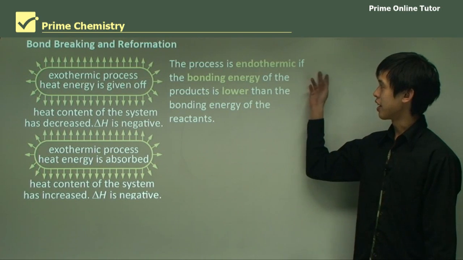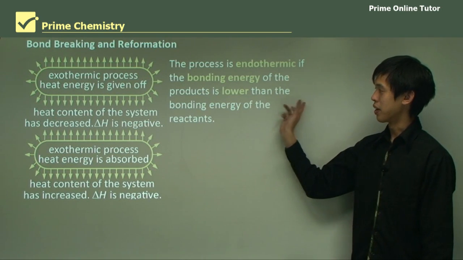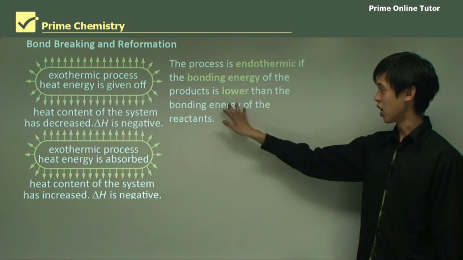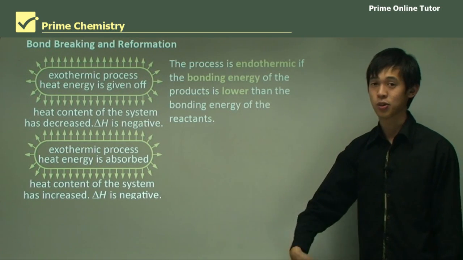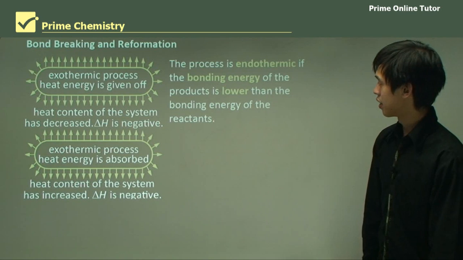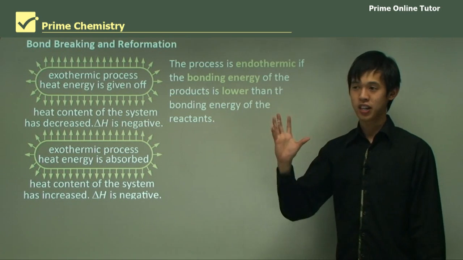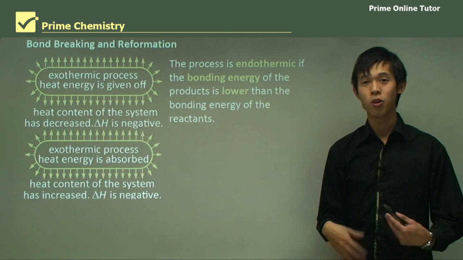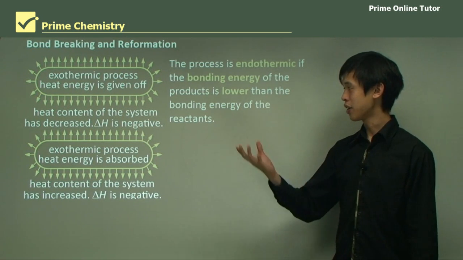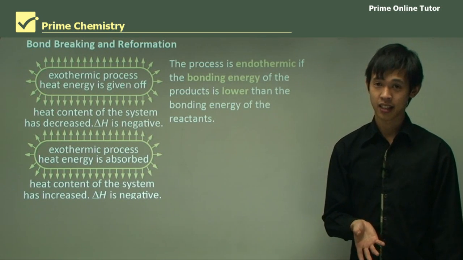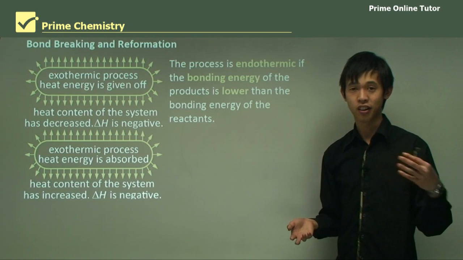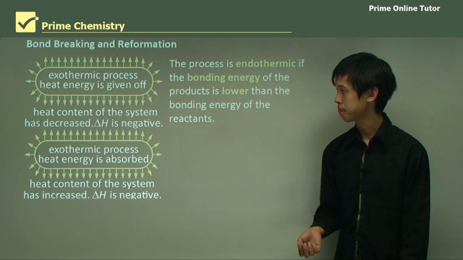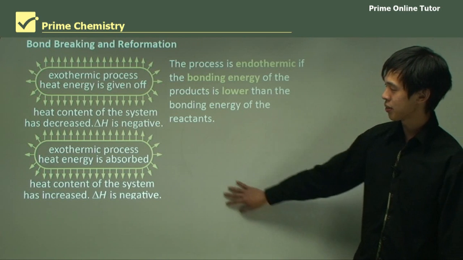So the process is endothermic if the bonding energy of the products, so this is another way of thinking about it, is lower than the bonding energy of the reactants. So the bonding energy of the products, if it's lower, it won't take as much energy. They're more unstable. So if it's lower than the bonding energy of the reactants, then we needed to take in a lot of energy to break up all those very strong bonds in the reactants. Okay, so here's a quick diagram.